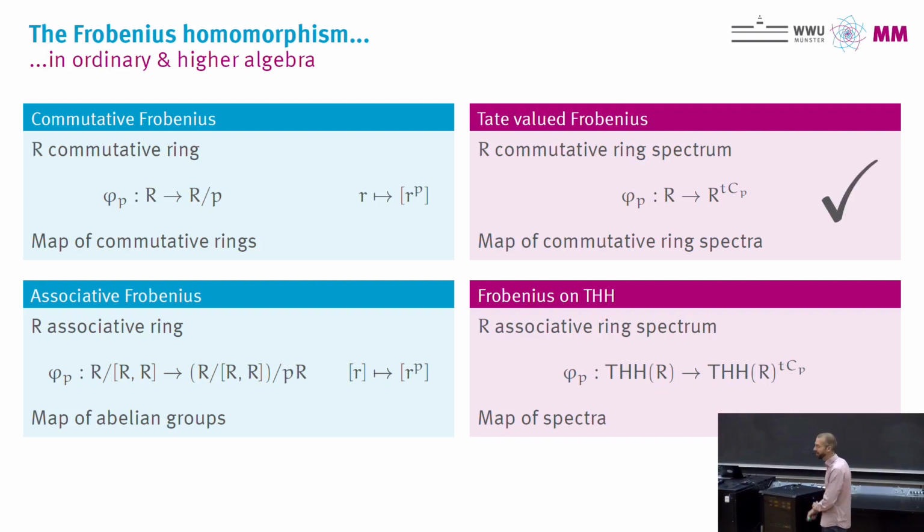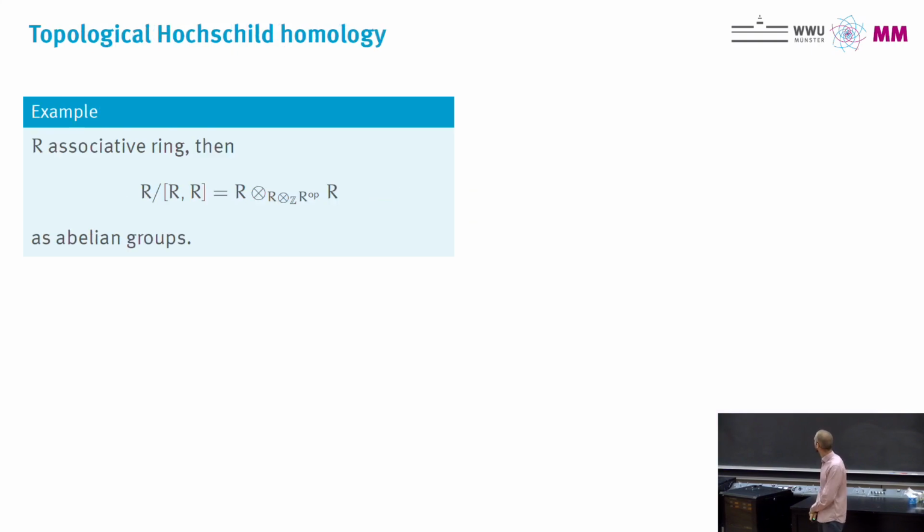Now we've done the upper one. And now we want to proceed to the lower one, the Frobenius on topological Hochschild homology. So that's a map from, I mean, as I said, it was a generalization of this associative Frobenius thingy on these quotients. So let's first talk about topological Hochschild homology.